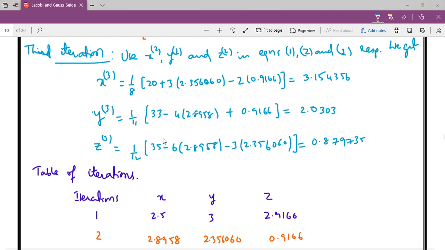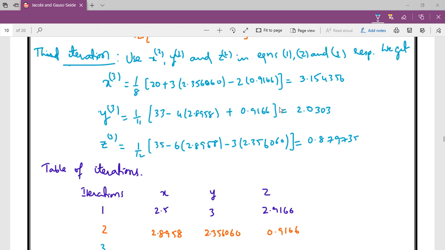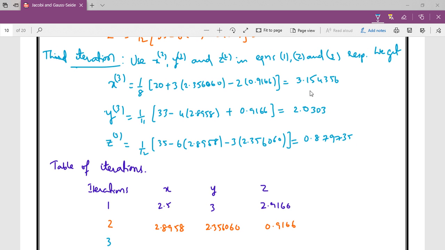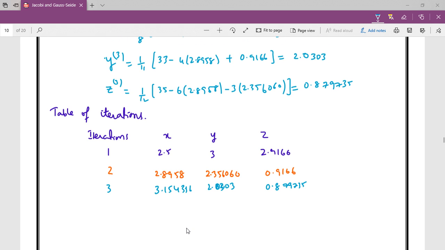For the third iteration, what values did we get? The x value is 3.154356, the y value is 2.0303 and the z value is 0.879735. Writing in a table like this lets us see where the root has converged. The root has not converged yet, so we go for the fourth iteration.